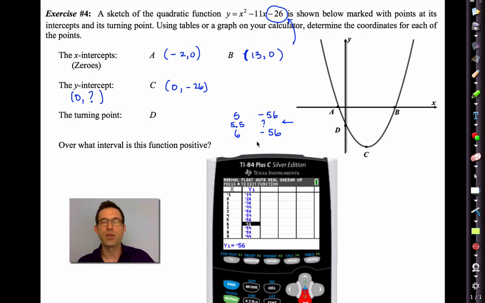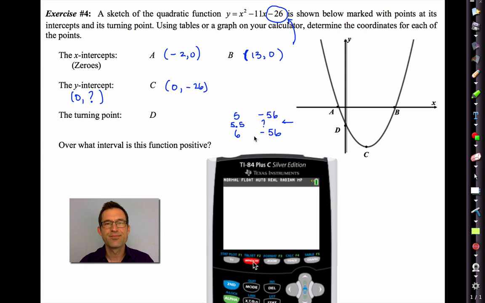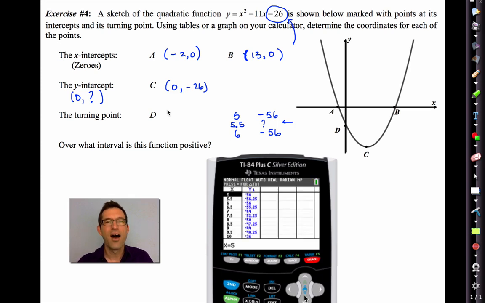So there's a lot of different ways we could do that. We could just evaluate the function at 5.5, but since we're kind of in that table frame of mind, let's use the table. I'm going to pop back into table setup right now. And I'm going to make my table start at 5. But I'm going to make it go by half-unit increments. I know my turning point's at 5.5. I just don't know what the y-coordinate is. So I'm going to make it go by halves. Got that? Now let's go back into the table. And there right away, I can see the turning point, and I can tell it's at (5.5, -56.25).